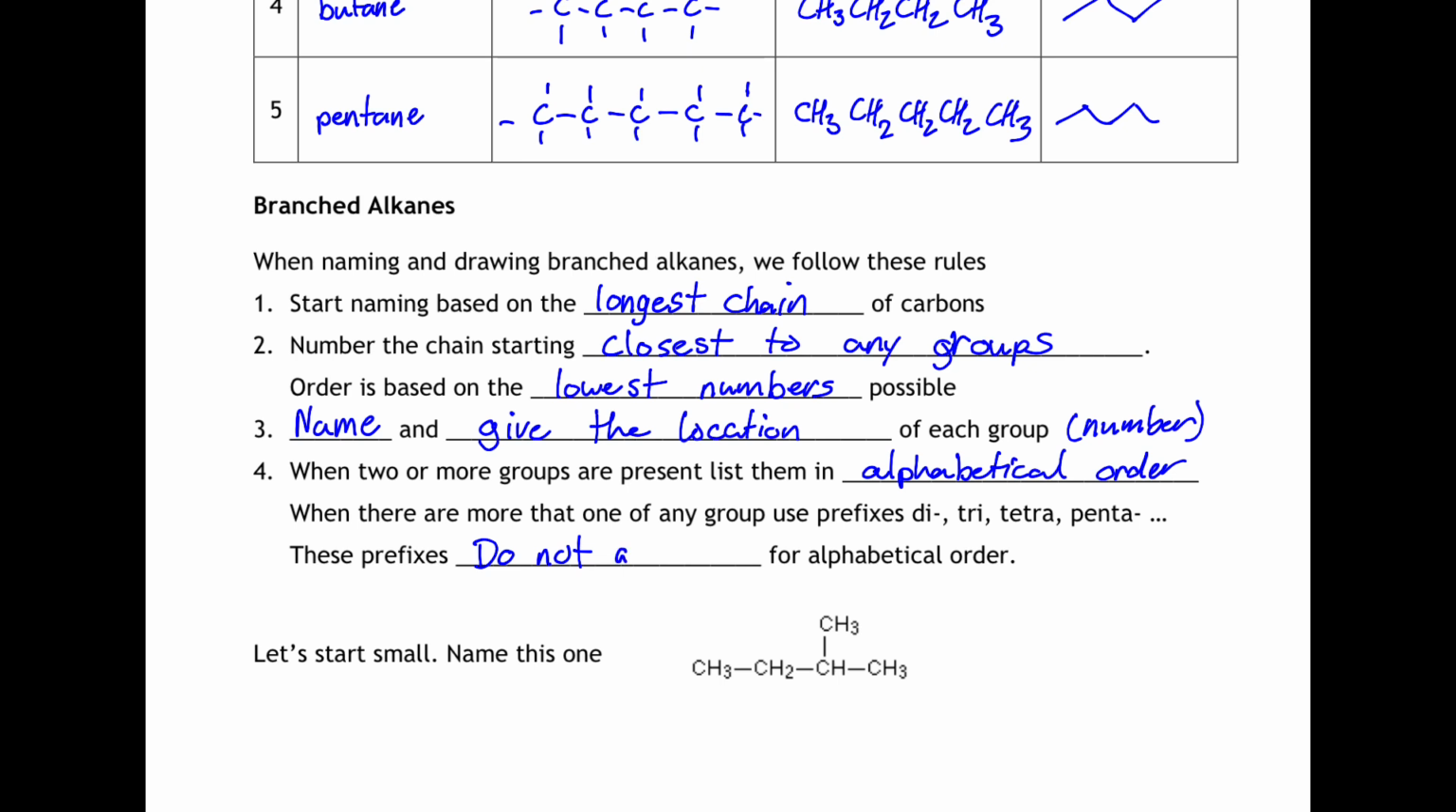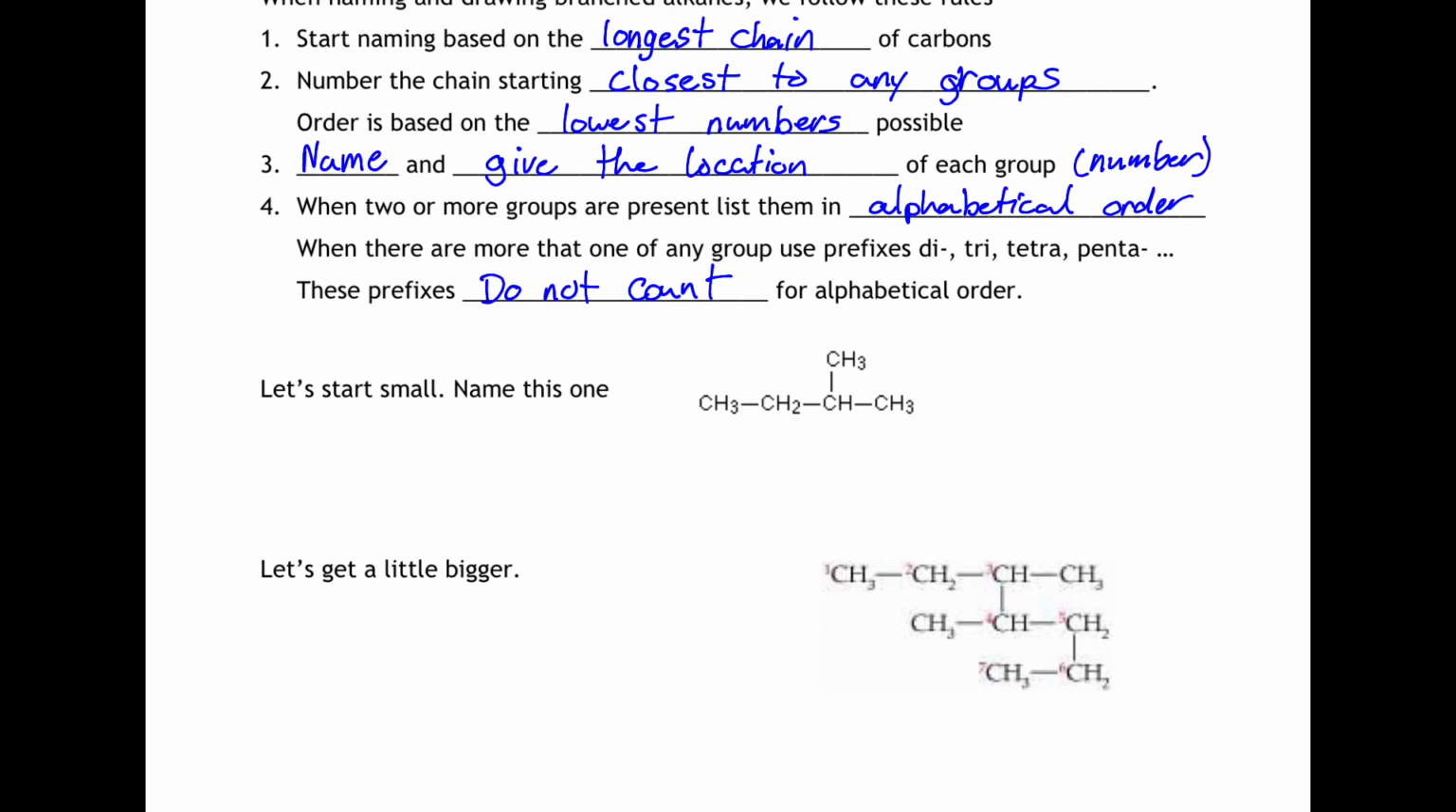They don't count for alphabetical order. So if we call it like a trimethyl group, the M for methyl group is what we're looking for, not the T for tri. I am blowing through this, guys. This is going to be fun.